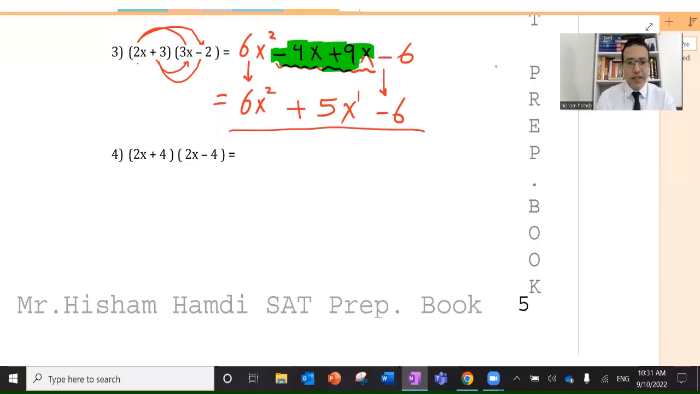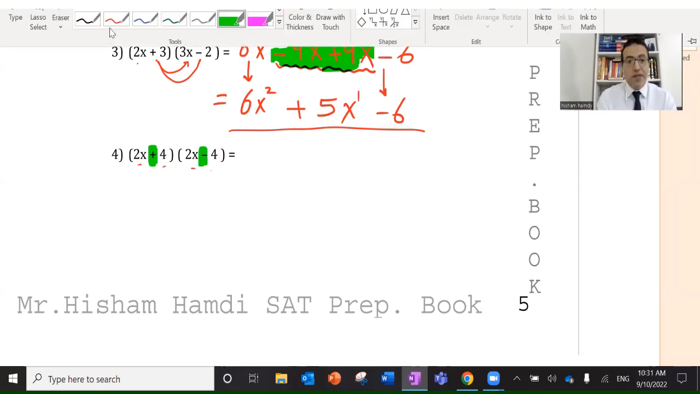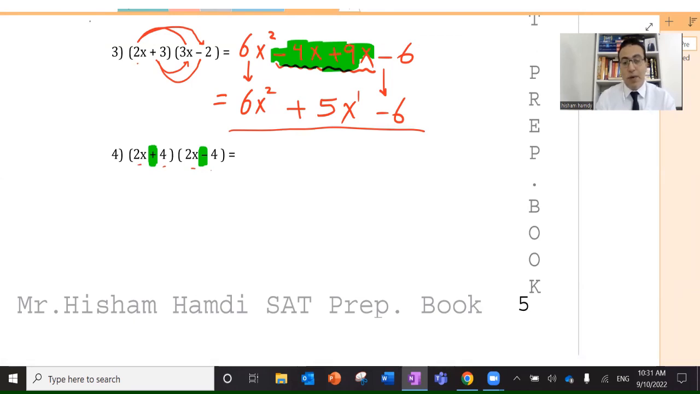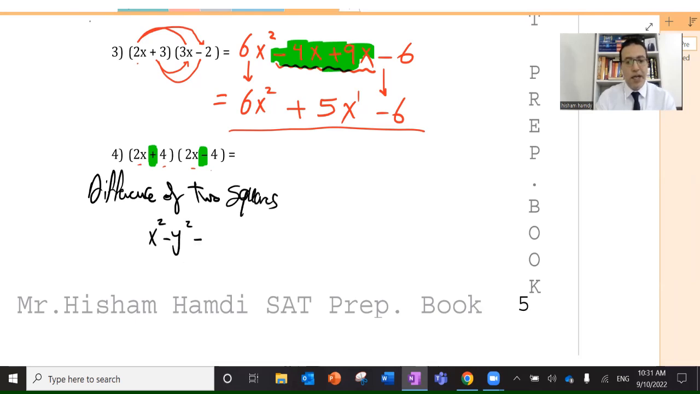Regarding number 4, notice that it has the same terms, but the sign is different: one of the brackets is positive and the other one is negative. So keep in mind that this is the only case where multiplying gives you 2 terms. We call this the difference of 2 squares: x squared minus y squared is equal to x minus y multiplied by x plus y.